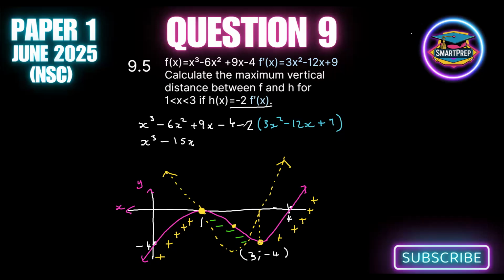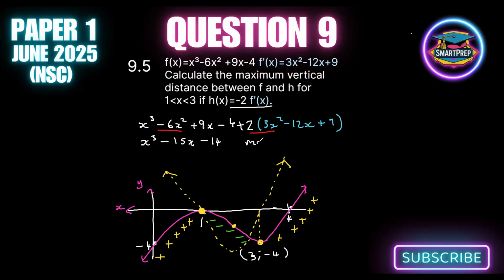So when you subtract, it'll be negative, negative, so this will be a plus. Okay, so then these will cancel. And then we'll get negative 24 plus 9, which will be minus 15x. And then we will get our other value, negative 4 plus 18, so it'll be plus 14.